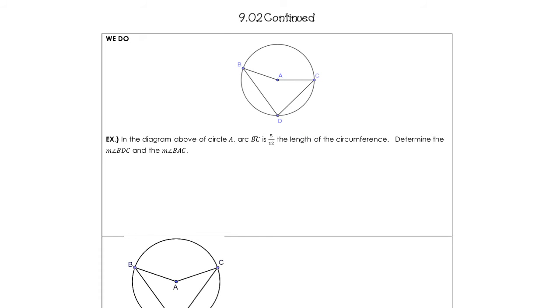Then yesterday, we didn't go over this type of question. We just ran out of time. So I wanted to do it today, but it's actually really easy if you think about it. So in the diagram below, above circle A, arc BC is 5/12 the length of the circumference. So here's BC, and it's 5/12 of the circumference. So that makes sense. It's almost half the circle. If it was half, it would be 6/12. So it's close to half the circle.